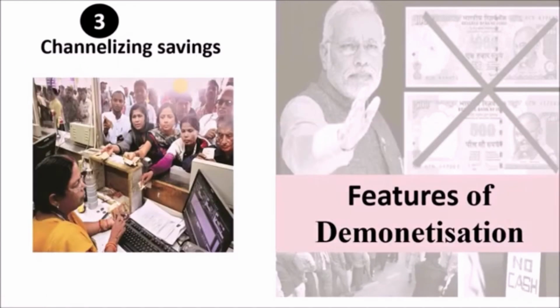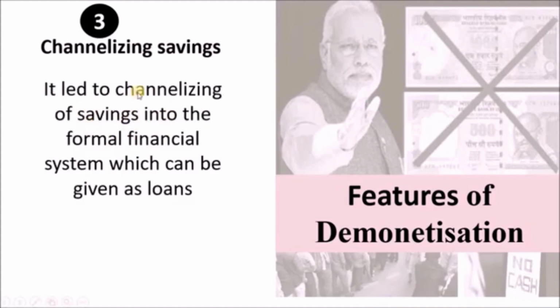So the third feature is channelizing saving. If you remember, during those periods people had to deposit all their high denomination 1000 and 500 notes into the bank, and whatever money was deposited in bank, it was channelized into the financial system by giving loans. So there was increase in saving of people, where people deposited the money in the bank, and the same money can be used by bank to give as loans.